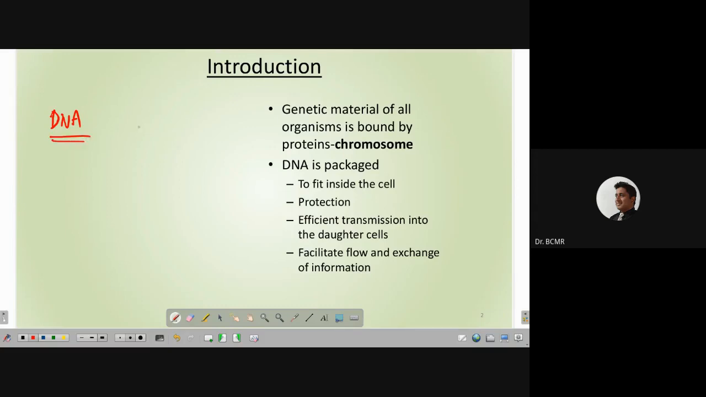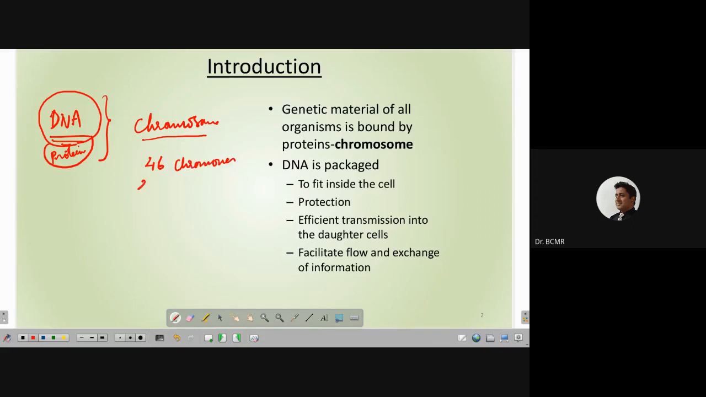And then what is a chromosome? A chromosome is nothing different. It still deals with the genetic information. The only point is, as an entity, the whole DNA is bound along with proteins, or it is coated with several proteins, and that we refer to as a chromosome. So one organism can have several chromosomes. For example, humans have 46 chromosomes in our cells.